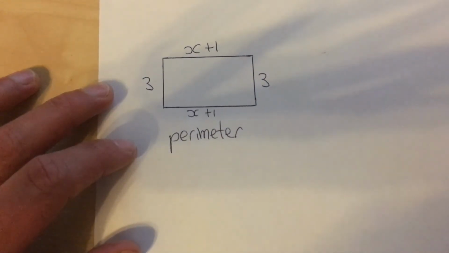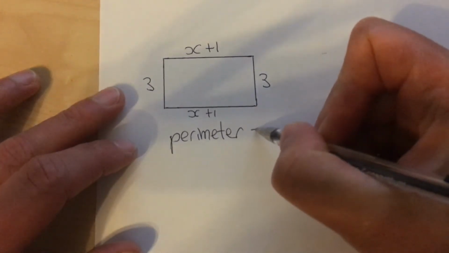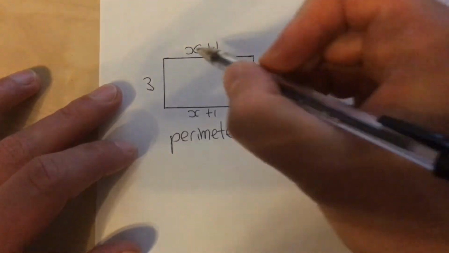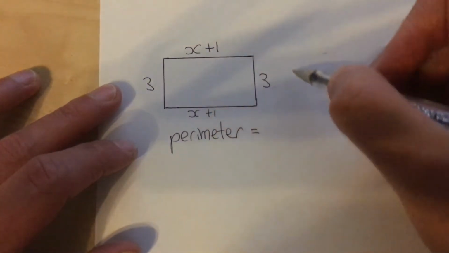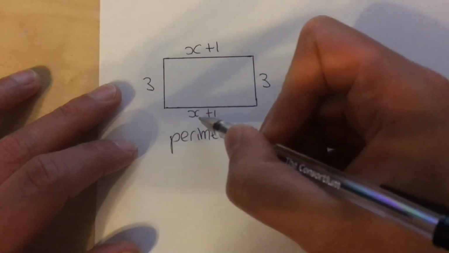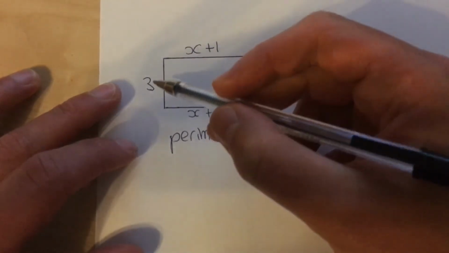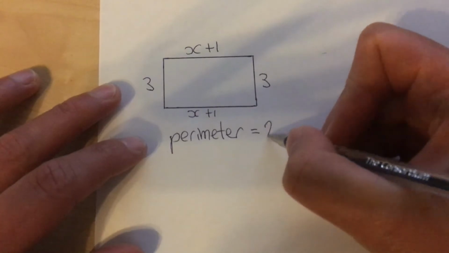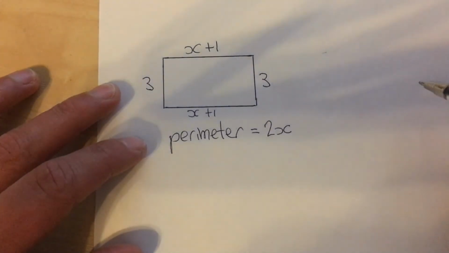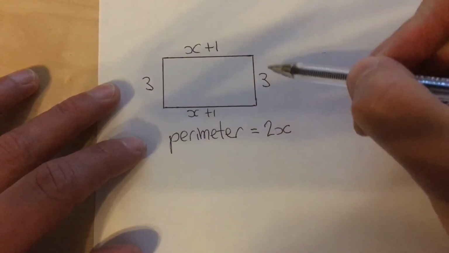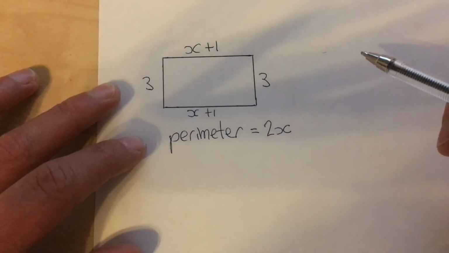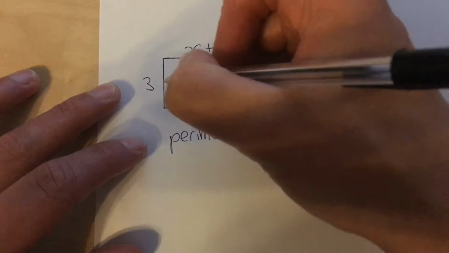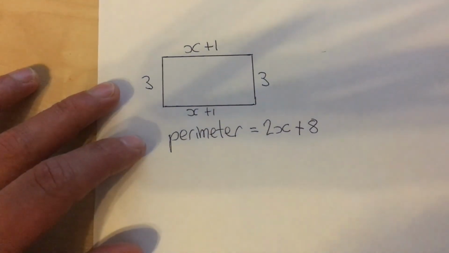So there are 2 ways we can express this perimeter. We could work out the sum of all the parts together, so that's x plus 1 plus 3 plus x plus 1 plus 3. So x plus x makes 2x. Remember, the commutative law allows us to add things in any order and get the same result. Plus 1 plus 3 plus 1 plus 3 is 8.